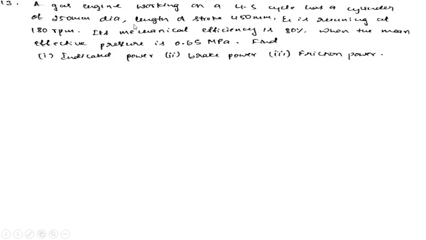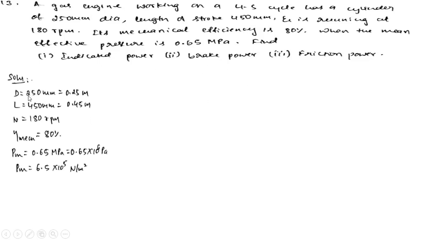So here it's a gas engine working on a 4-stroke cycle, so we will take it as a 4-stroke engine, with cylinder dia of 250 mm, stroke length 450 mm, and speed of the engine 180 rpm. Mechanical efficiency is 80% and mean effective pressure is 0.65 megapascals. Here we need to calculate IP, BP and friction power. So we will note down all the data first. Diameter is 250 mm, 0.25 meter. Stroke length 450 mm, 0.45 meter. Speed is 180 rpm. Mechanical efficiency is 80%. Mean effective pressure is 0.65 MPa.